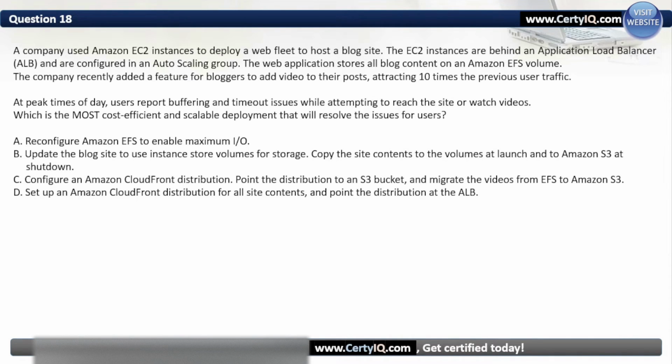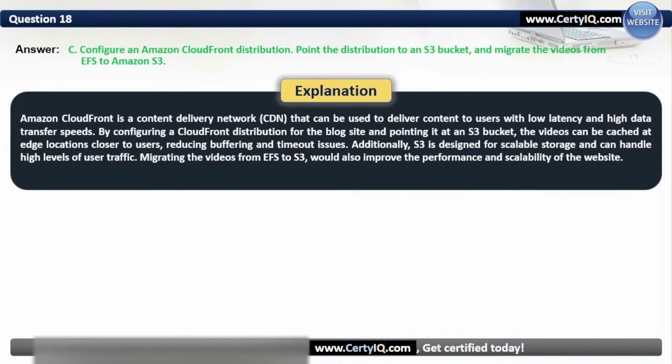The correct option is C. Configure an Amazon CloudFront distribution, point the distribution to an S3 bucket, and migrate the videos from EFS to Amazon S3. Amazon CloudFront is a content delivery network that can be used to deliver content to users with low latency and high data transfer speeds.